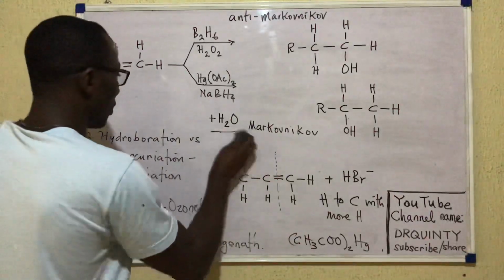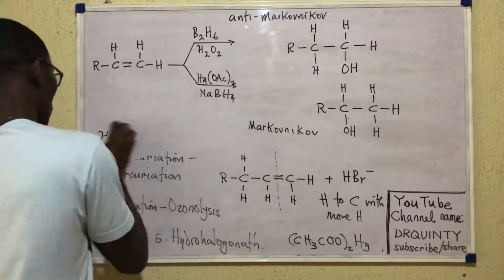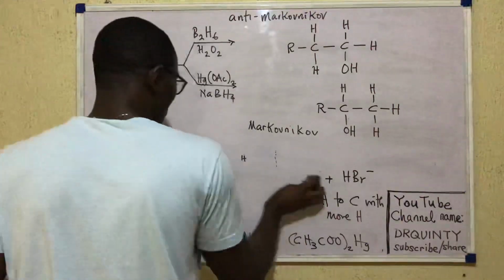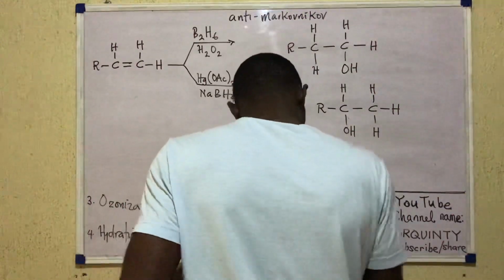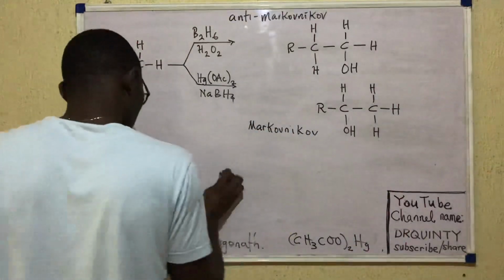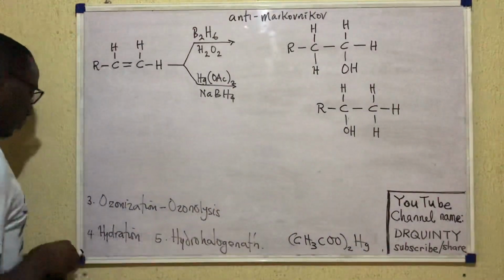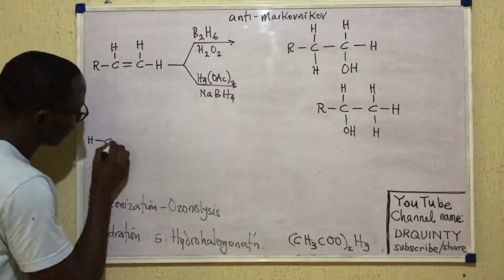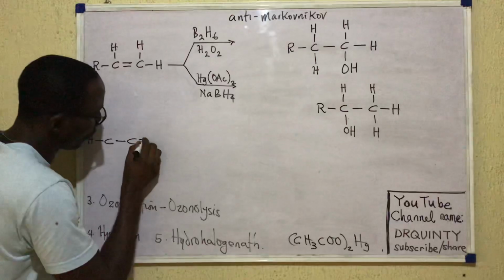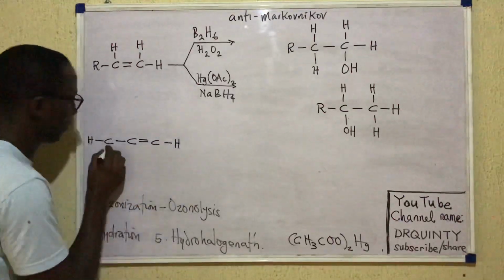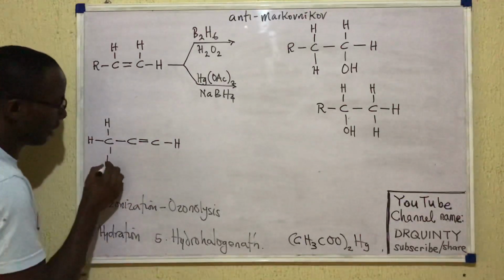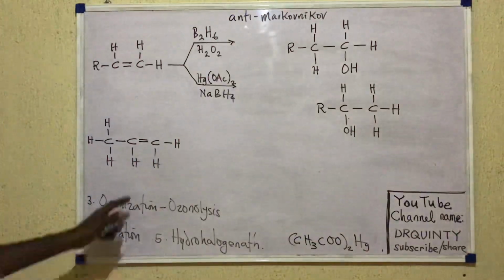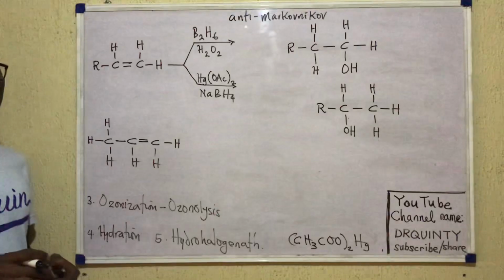So let's try something down here. I would like to draw a structure here. Let's see how we name the product of this reaction. Let's say we have H, C, C, double bond C, H. H here and H there, then H and H. Now this compound is prop-1-ene.